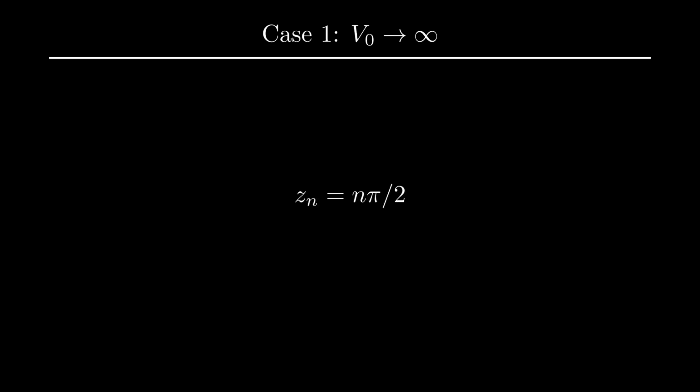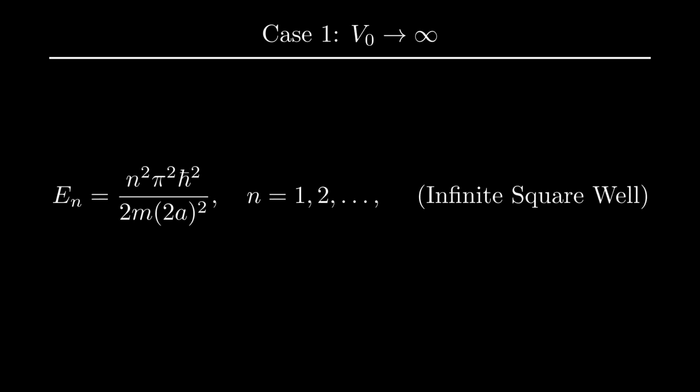Substituting this into the general formula we described previously, we can see that the allowed energies converge to those of the infinite square well with width 2a, as we would expect.